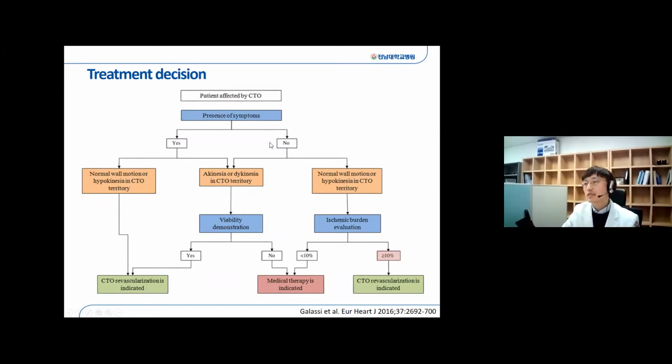If the patient is not symptomatic, the ischemic burden should be evaluated. If the ischemic burden is over 10%, then CTO revascularization is indicated. So we should consider two things at the same time, ischemic burden and viability, when we encounter patients with CTO, and if they are referred for nuclear imaging.